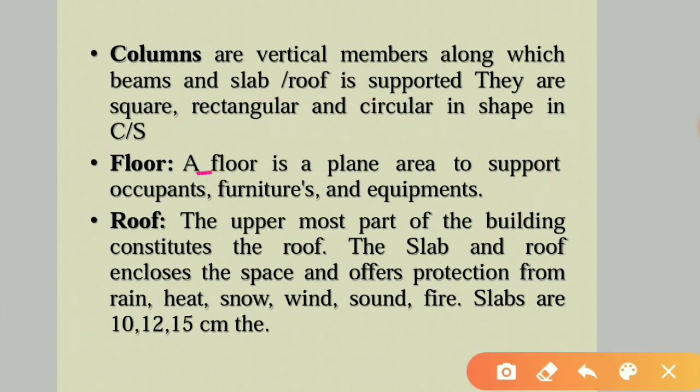Next component is floor. A floor is a plain area to support occupants, furniture and equipment. So floor is required to provide a smooth surface and a plain area to facilitate the occupants, and to provide access for the furniture and equipment. In order to place the equipment or the furniture, good flooring is required.